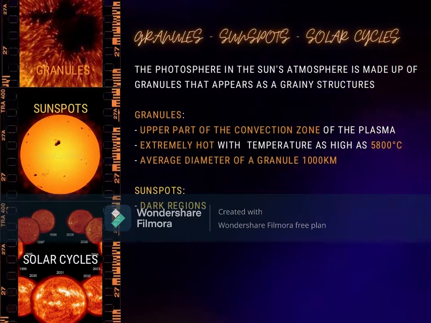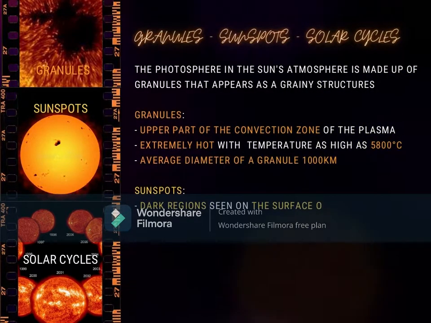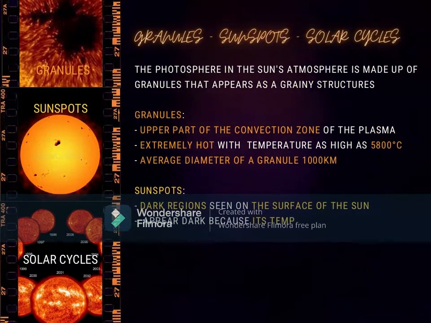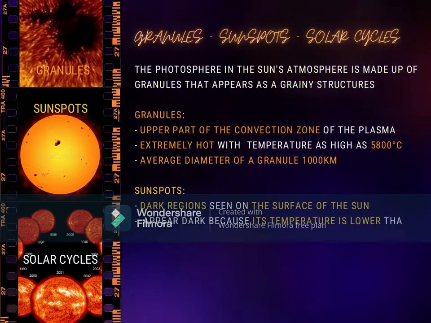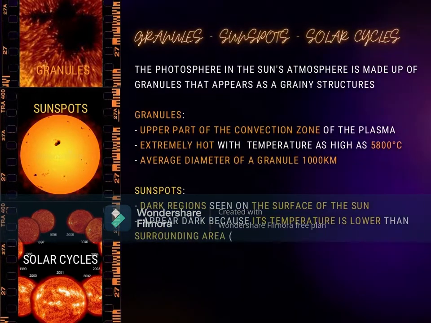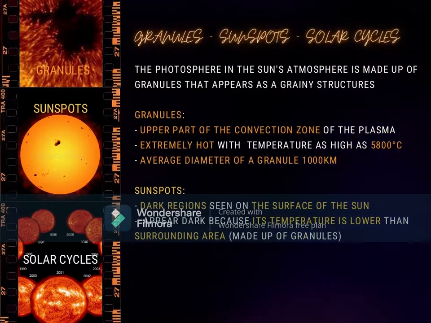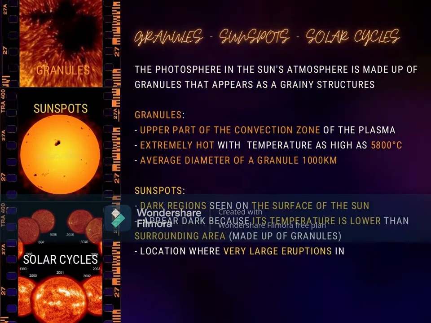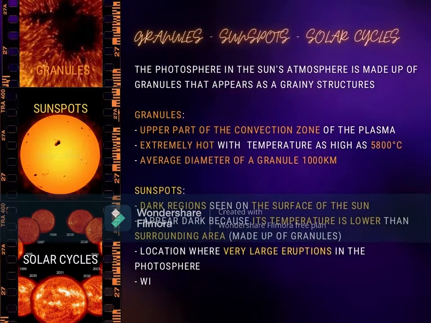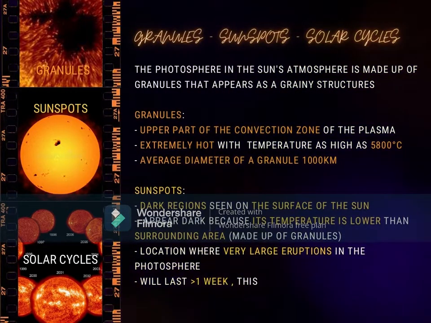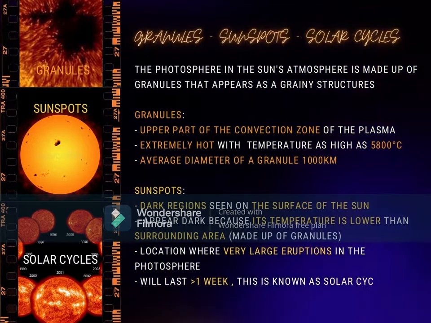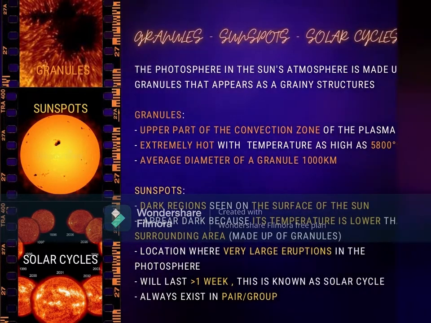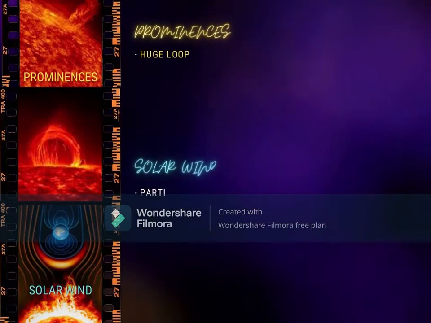Next is sunspot. Sunspots are dark regions seen on the surface of the sun. The sunspot appears dark because its temperature is lower than the surrounding area that is made up of granules. Sunspots are the location of large eruptions in the photosphere. This phenomenon may last more than a week. Sunspots are phenomena that always exist in pairs or groups.